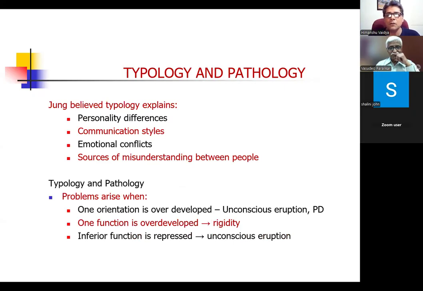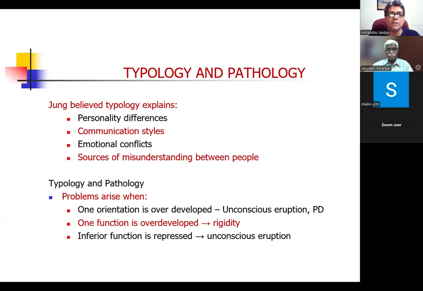Now, typology and pathology, how do you relate that? Jung believed that typology helps us to understand personality differences, communication styles, and what the person understands from an objective stimulus, because he will understand based upon his type. It also helps us understand emotional conflicts that different types experience differently, and sources of misunderstanding between people.